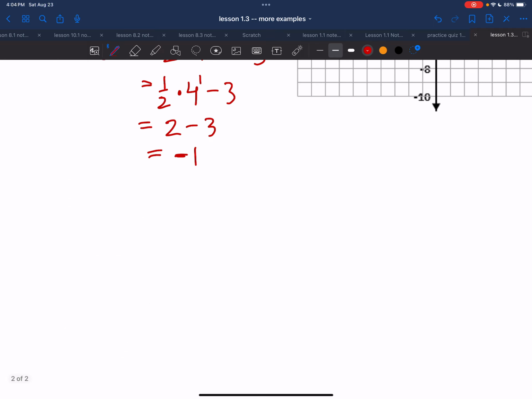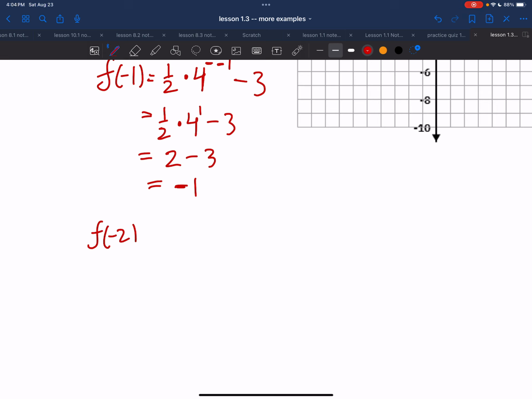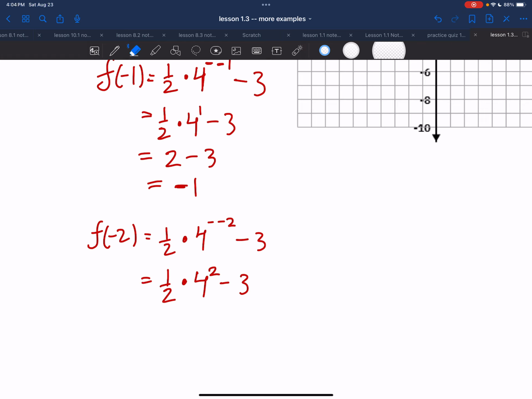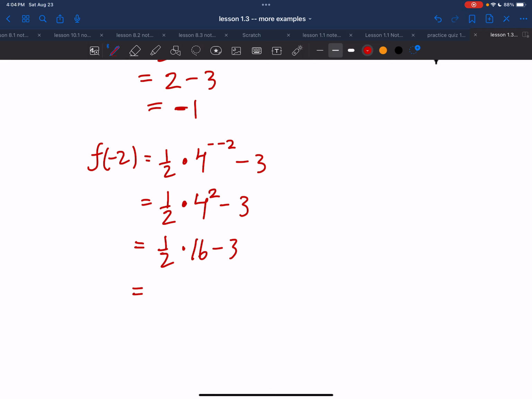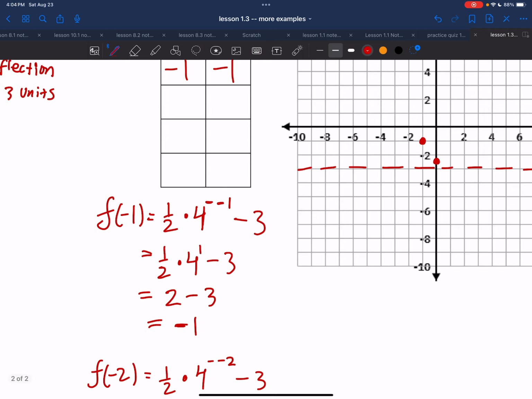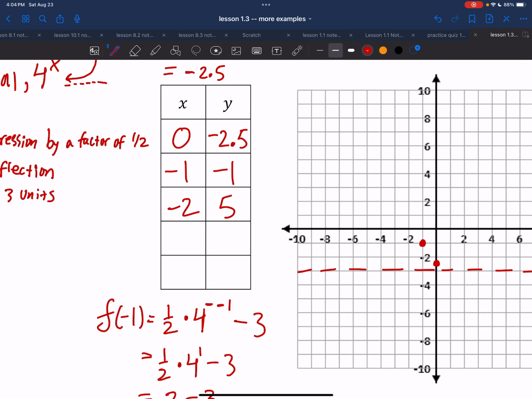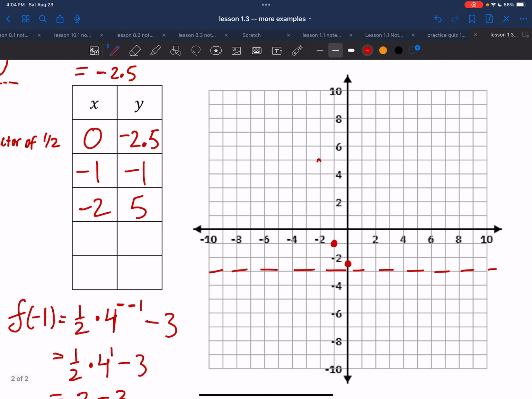For the next point, I'll just go one lower, -2. So it's going to be a half times 4 to the -(-2) minus 3. This is half of 4 squared. But 4 squared is just 16, and half of 16 is 8. And 8 minus 3 is 5. So if I plug in -2, I end up getting 5. So -2, comma 5. That's 3 points and that beautiful asymptote.